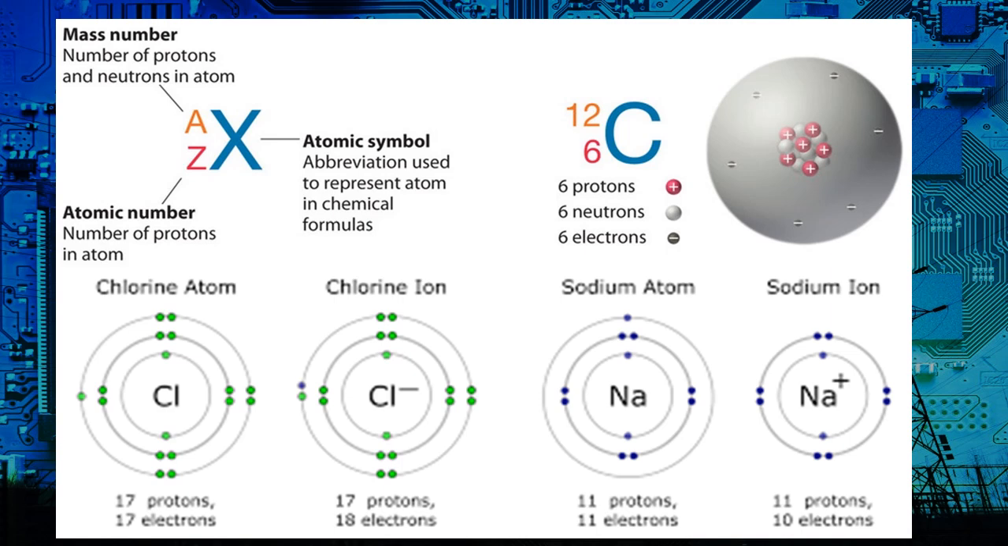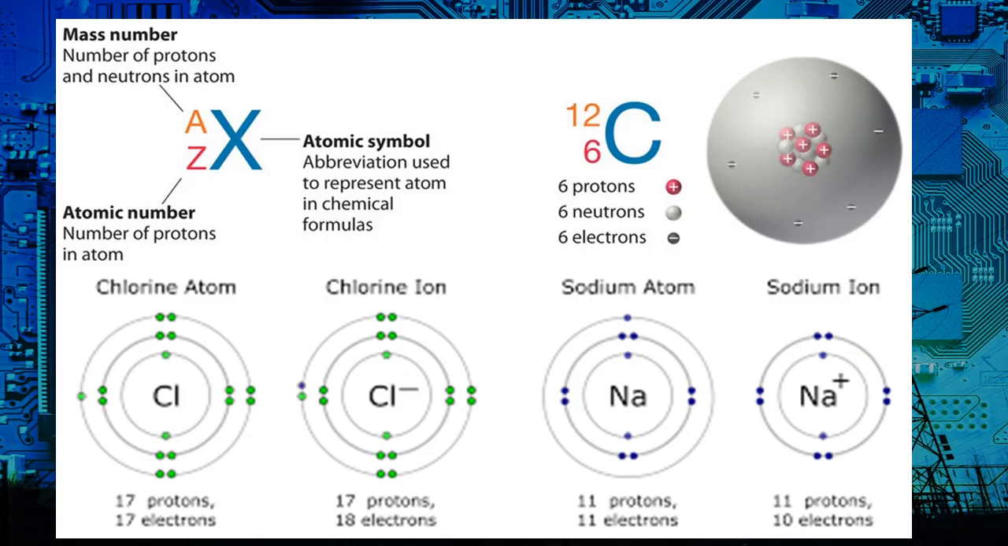C is the symbol of carbon, and you see two sets of numbers, 12 and 6, at the back of C. 12 is the mass number, which is equal to the sum of protons and neutrons, and 6 is the atomic number, which is also equal to the number of protons present in the nucleus of a single carbon atom.